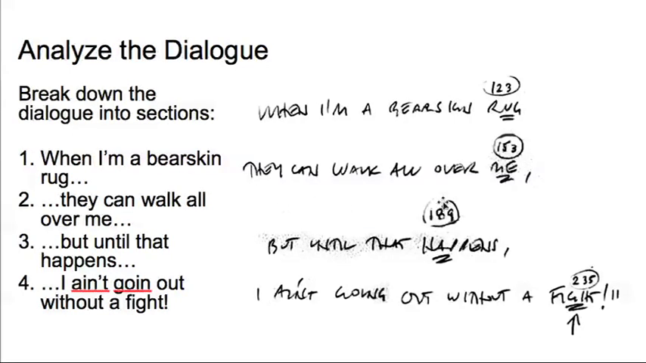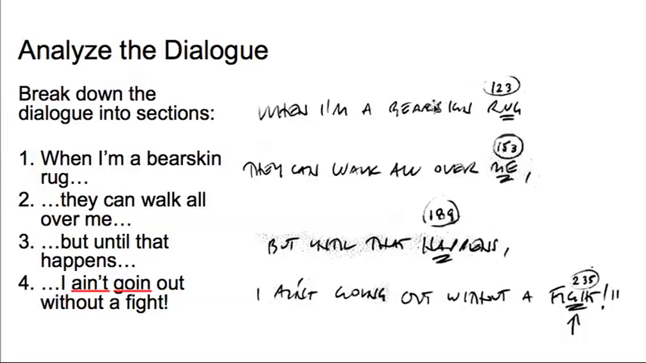Then you can look in your timeline in Maya and you know what number those big accents are. When I'm a bearskin rug, we know that the word rug happens at around frame 123 just by looking in the timeline. So you know your big accent is going to be around frame 123. This is where you can really start planning out your stuff. Then I know the second big accent, they can walk all over me, is going to happen around frame 153. But until that happens, now it's 189. I know I've got a big accent there, which means I'm going to need another major pose there. I ain't going out without a fight, and I need my biggest pose in the shot around frame 235.